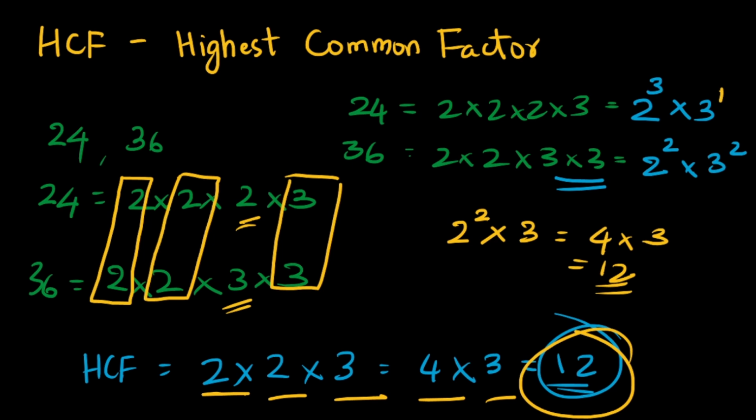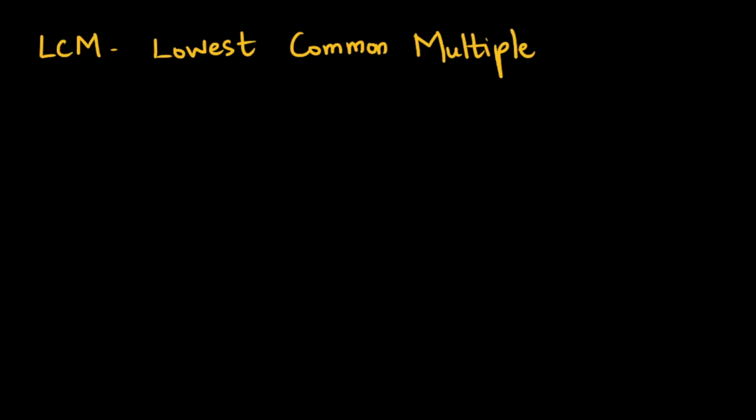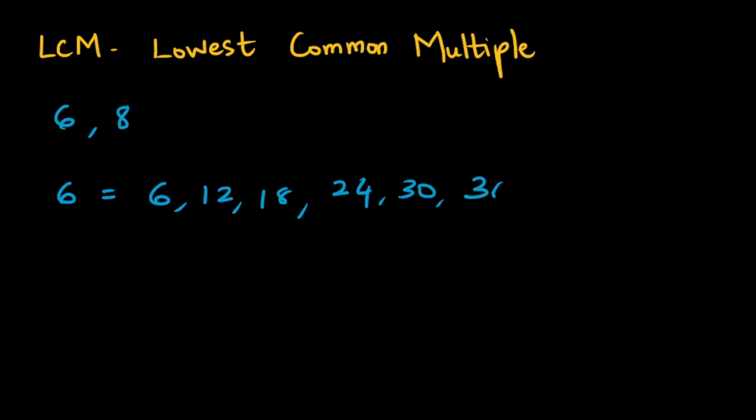I hope it's clear. Now moving on to LCM, which is the lowest common multiple, right? So before teaching according to the prime factorization method, let us do the old method first. For example, if I take LCM for 6 and 8, right? So if you write multiples of 6, you have 6, you have 12, then you have 18, 6 4s are 24, 6 5s are 30, 6 6s are 36, then you have 42, 48, then 6 9s are 54, then you have 60.